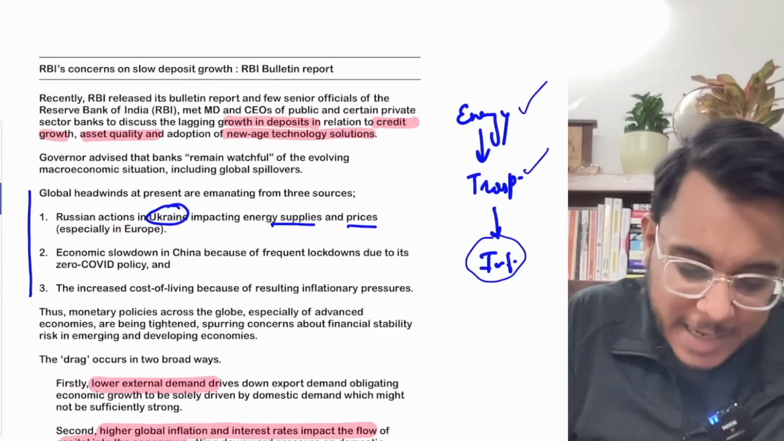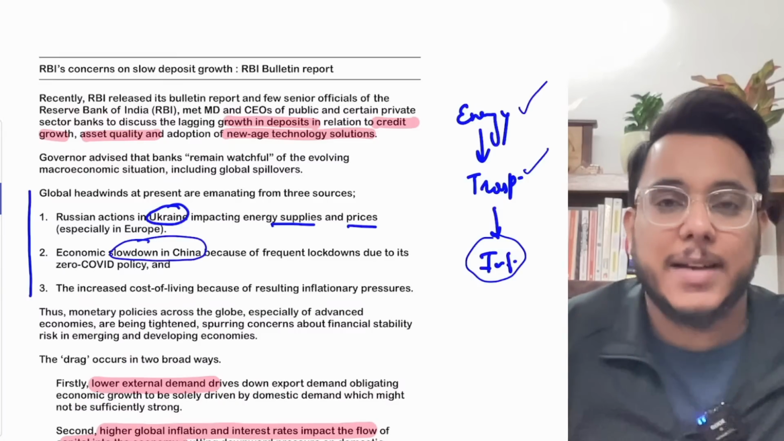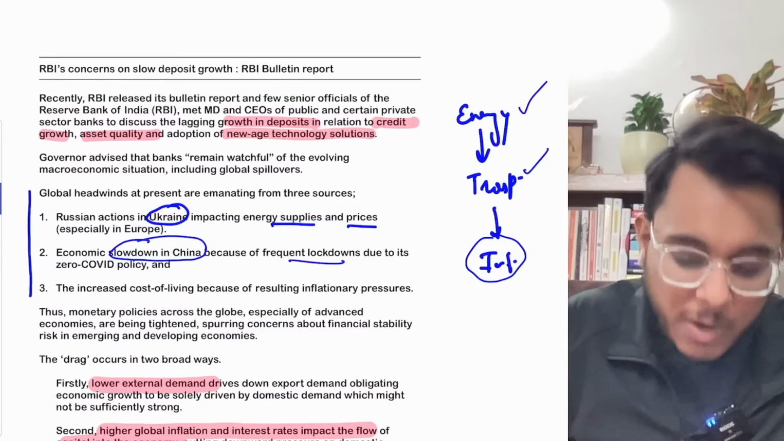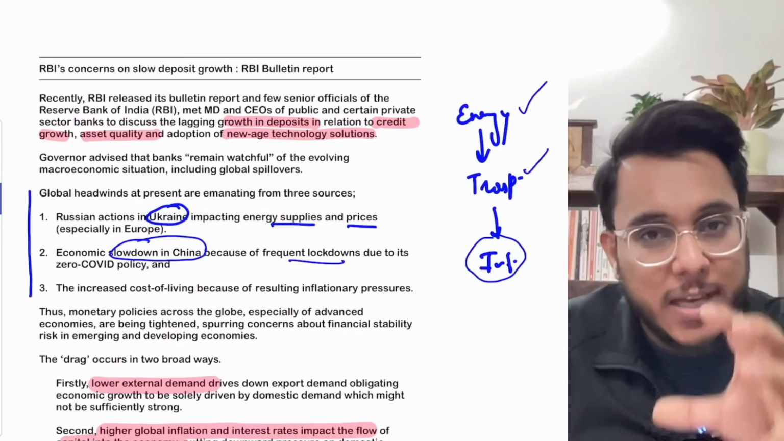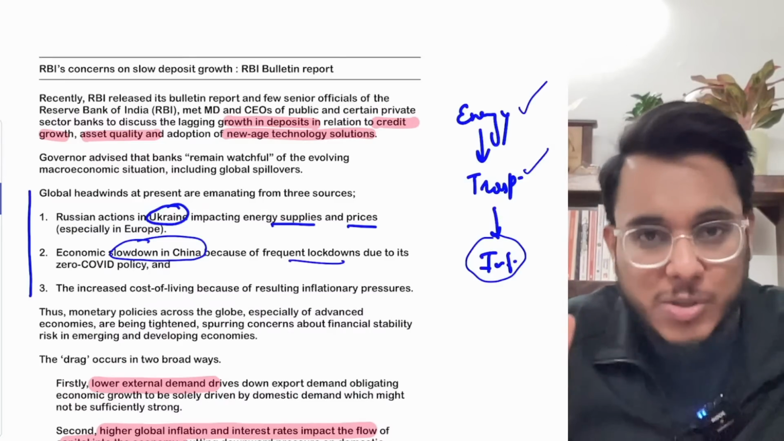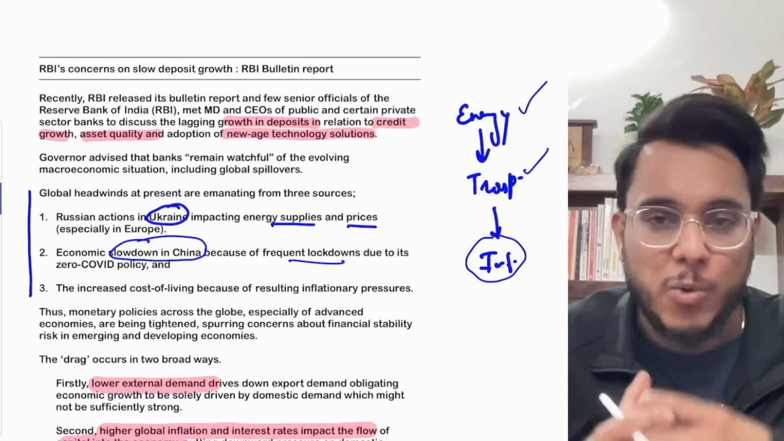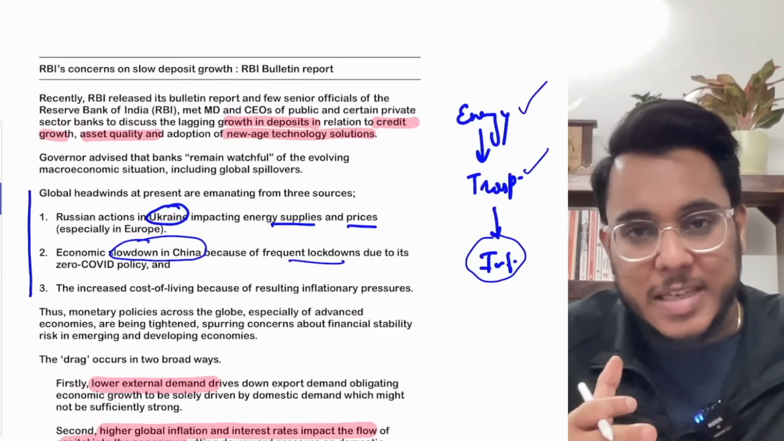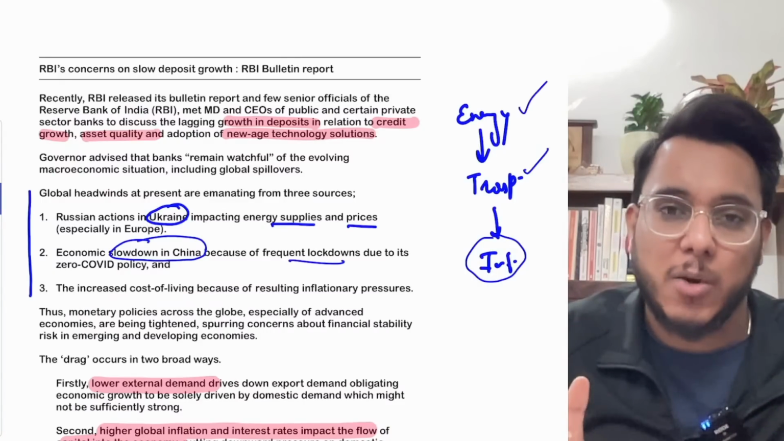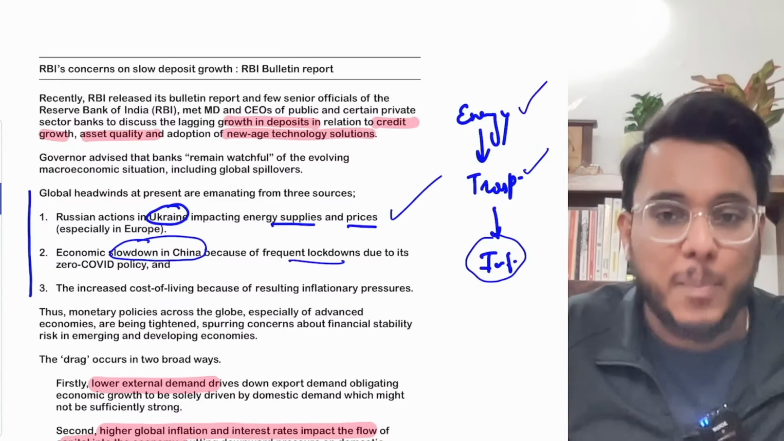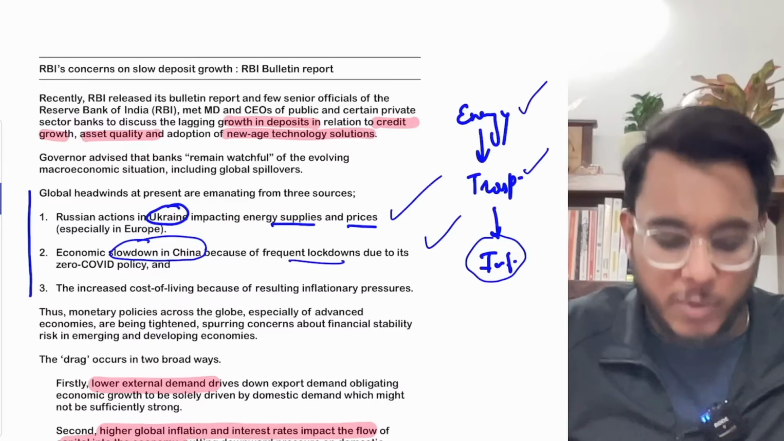Secondly, we see that there is an economic slowdown going on in China. Why? Because of the frequent lockdowns that China is imposing because of the number of cases. Now you see, after globalization the entire world is connected, and yesterday I even told you that if the USA sneezes one day, the next day the world catches a cold. So we see that in Europe the slowdown is going on, in China the slowdown is going on.